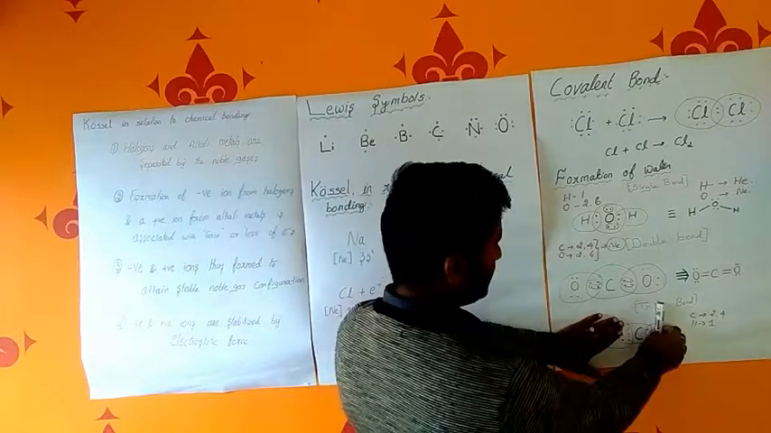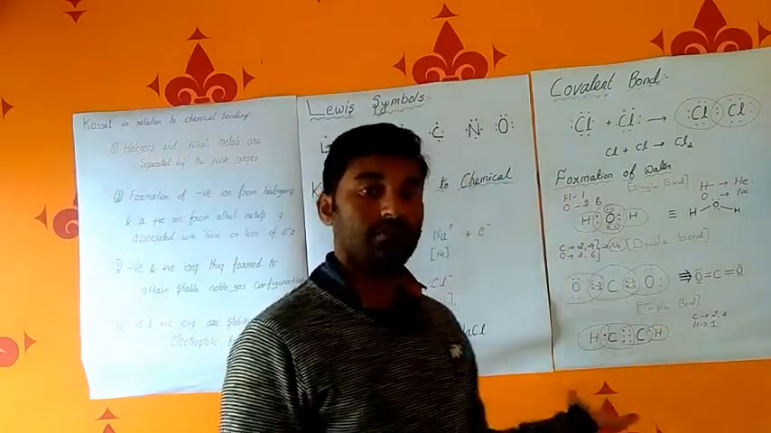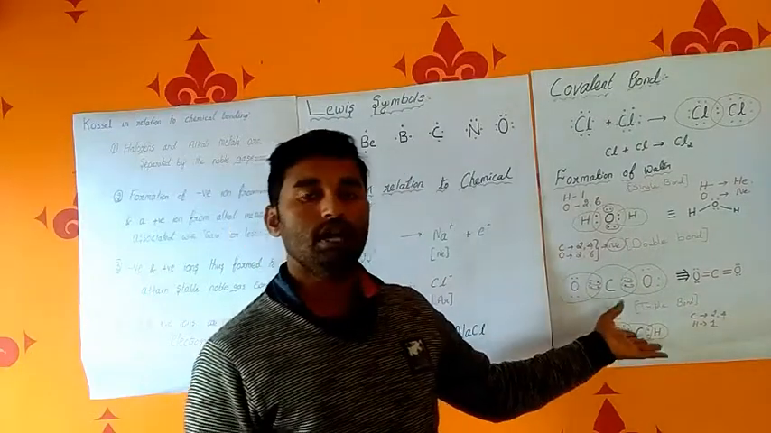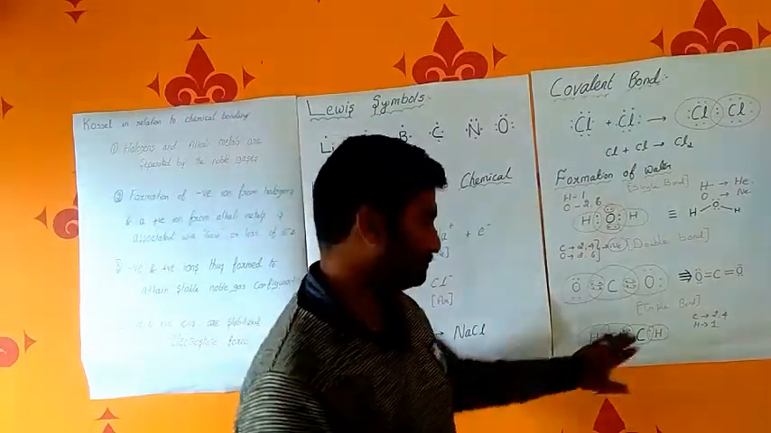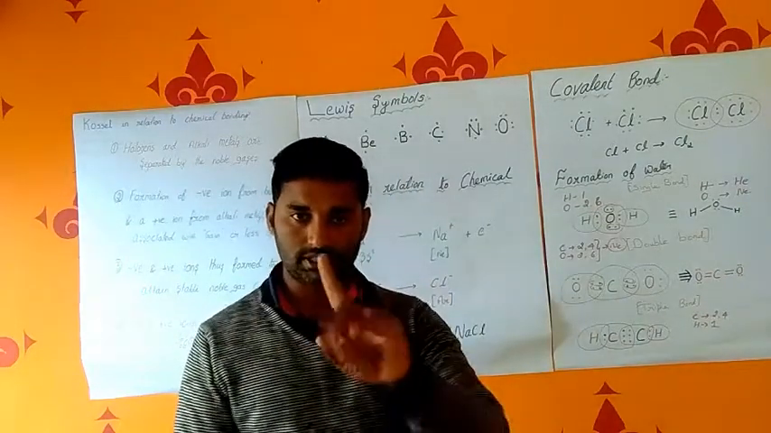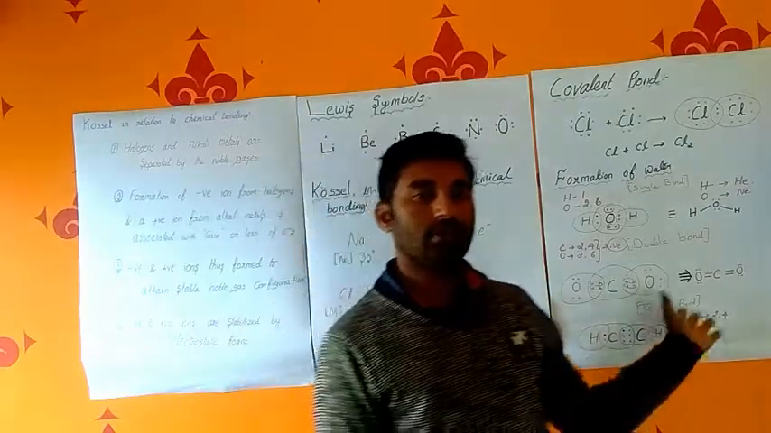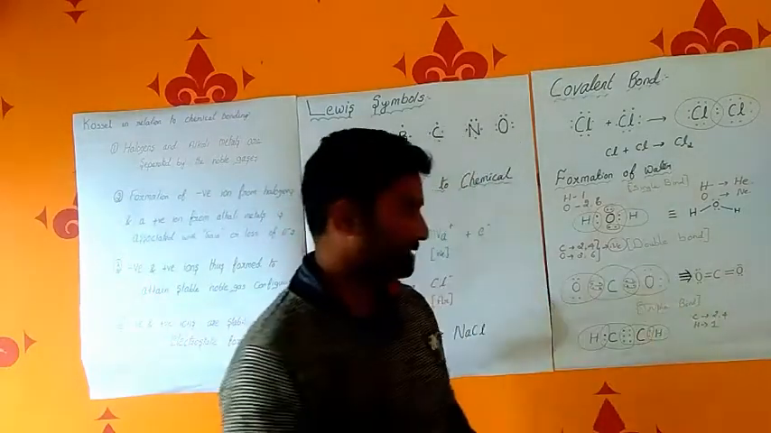Now look at this carbon. This carbon also has 8 electrons in the outermost orbital. So it also attains the octet state. This hydrogen, it has 2 electrons. So first orbital maximum 2 electrons can occupy. So it also gained or attained this stability.